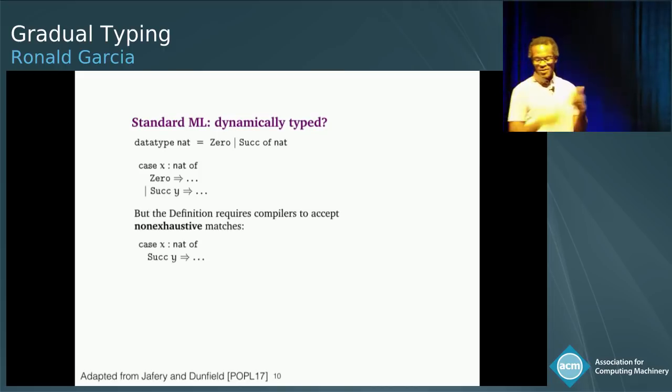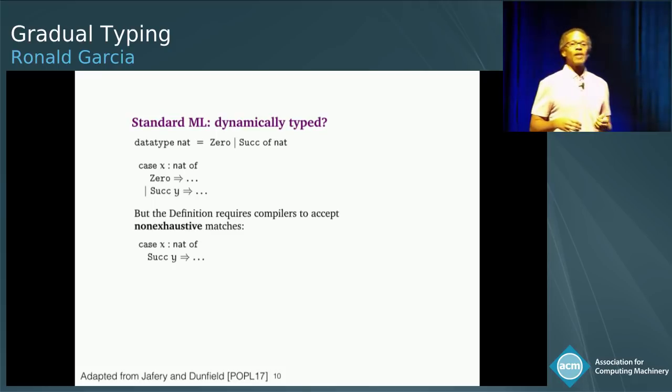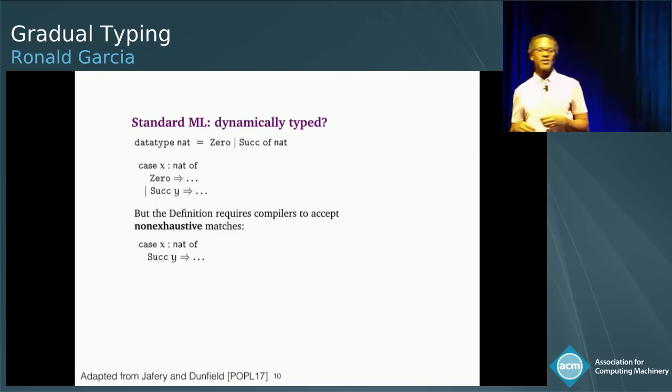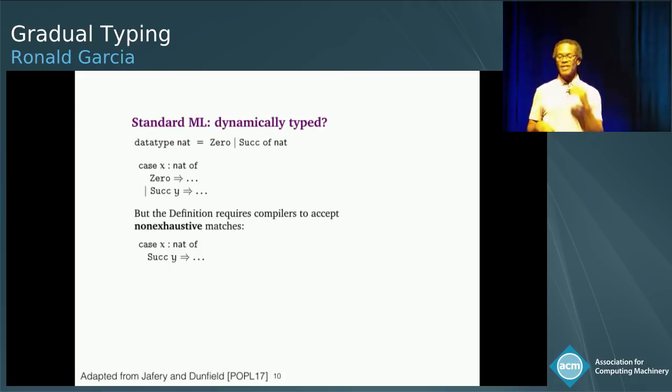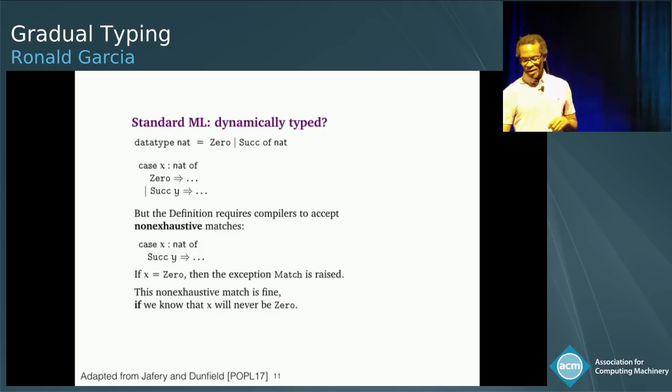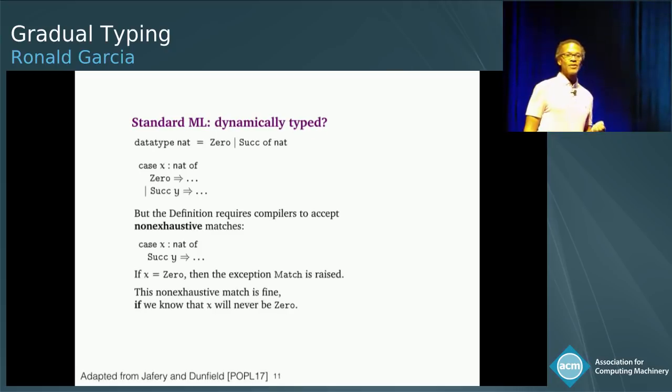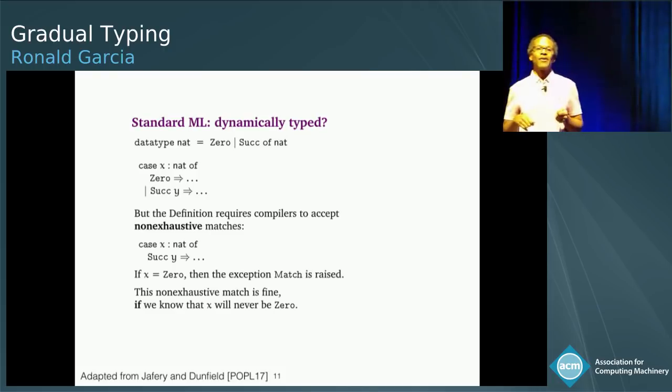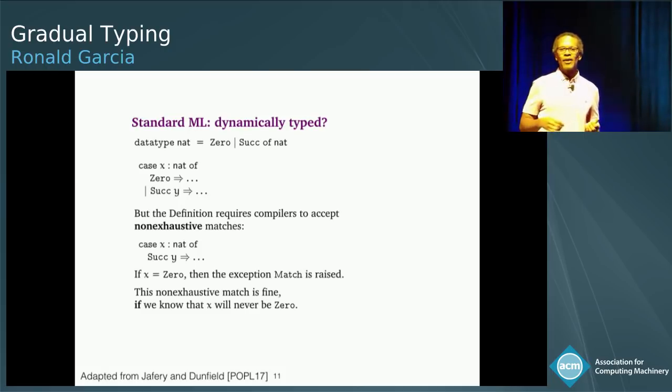So the standard requires that you be able to accept non-exhaustive matches. For instance, this case statement here just checks to make sure it's a successor and then keeps going. But if it is 0, if for some reason you ended up passing it there, an exception Match is raised. So yeah, dynamic type error, dynamic language. So the non-exhaustive match is fine as long as you know that anything that's substituted into x is not going to be 0. So just make sure that you don't ever pass 0 in, and you're okay.